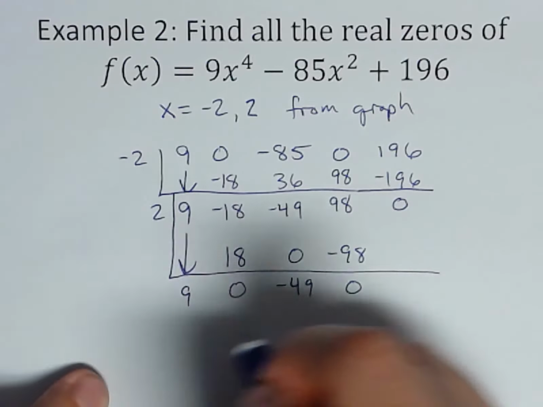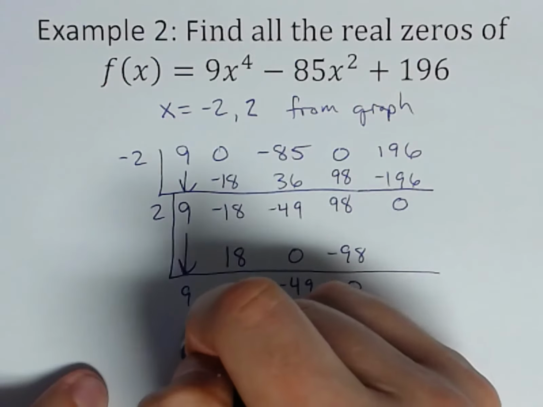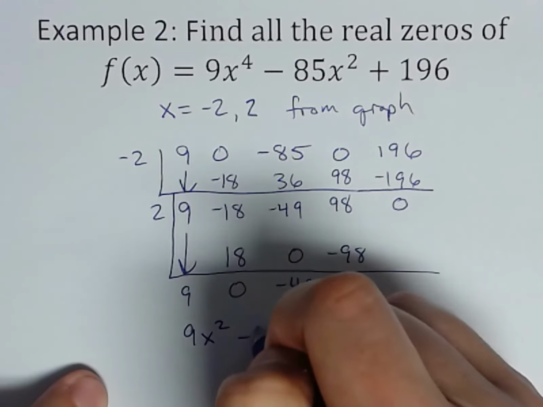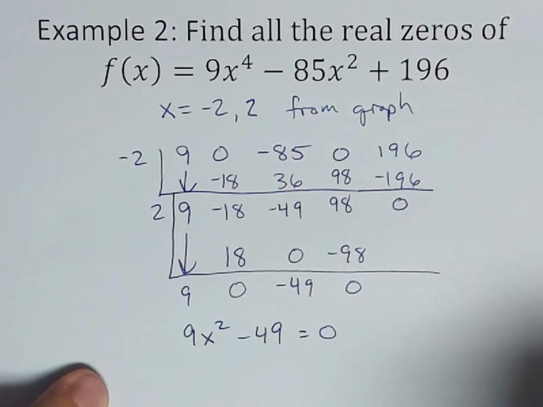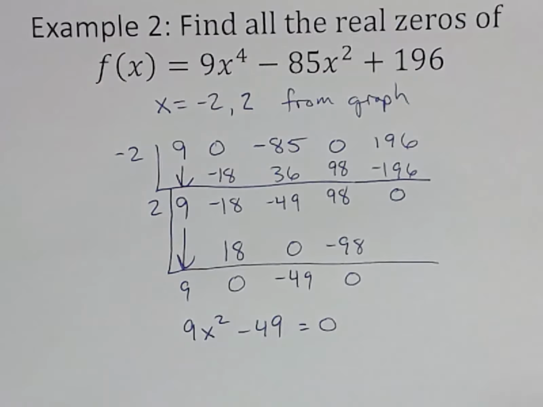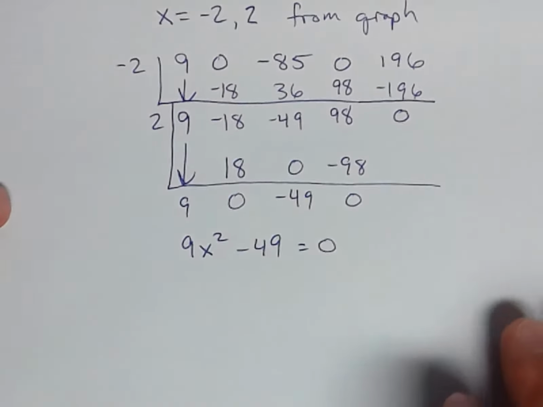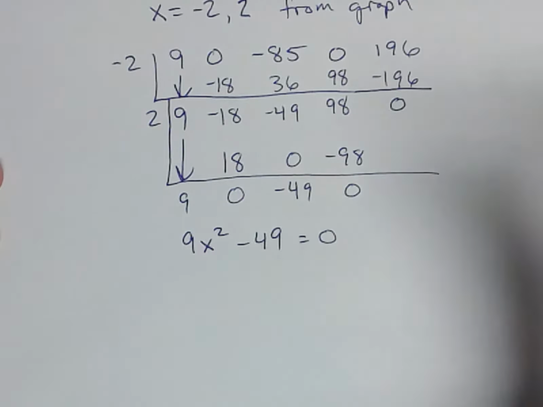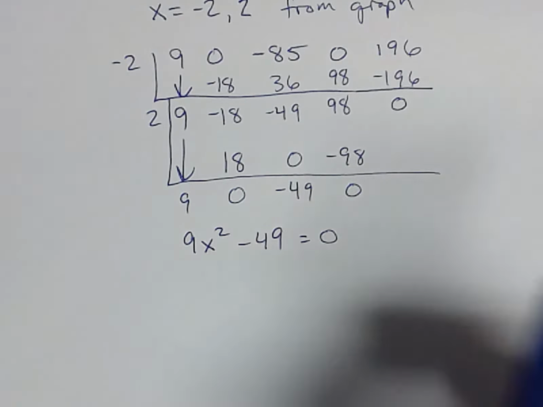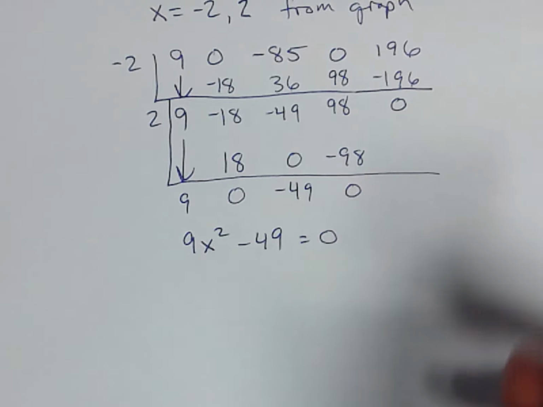Okay, again, the interpretation becomes key. What does this mean? 9x squared minus 49 is what's left. We could set that equal to 0 because we're going to solve it to find the real zeros. And so we are really close now. Now it is a quadratic, so you could use the quadratic formula, but it would be really silly to. There's no middle term, so this is really easy to solve.